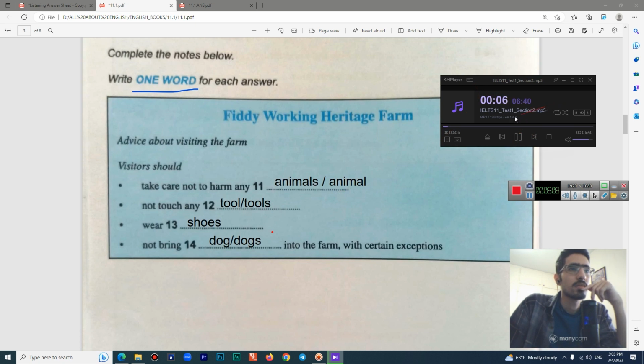You will hear a guide talking to a group of visitors to a farm.